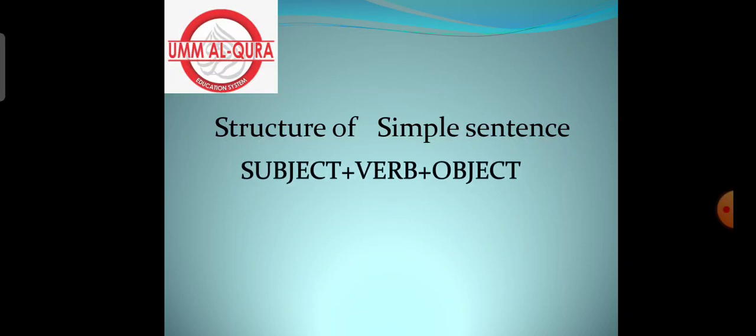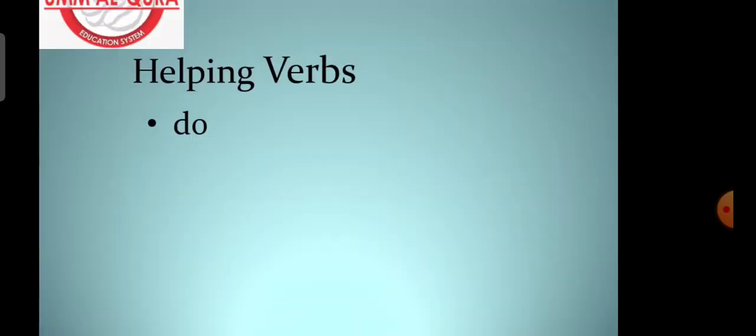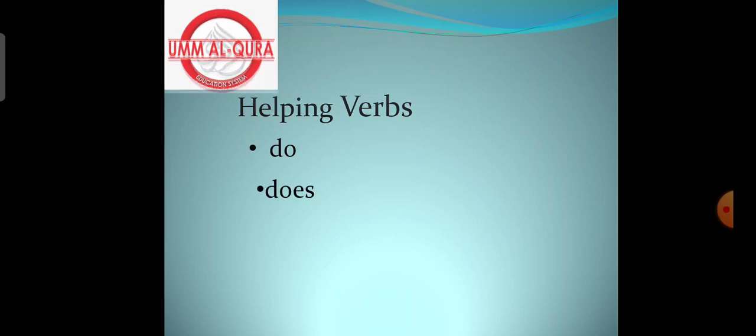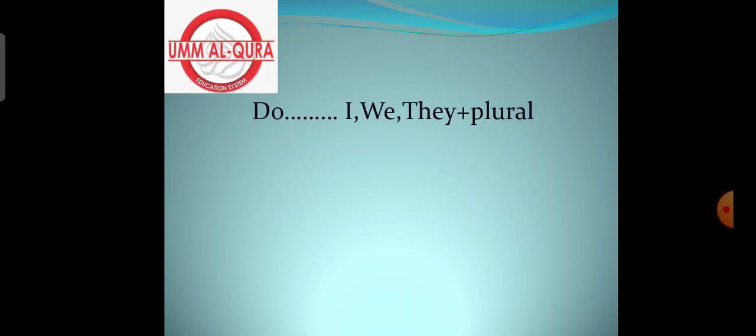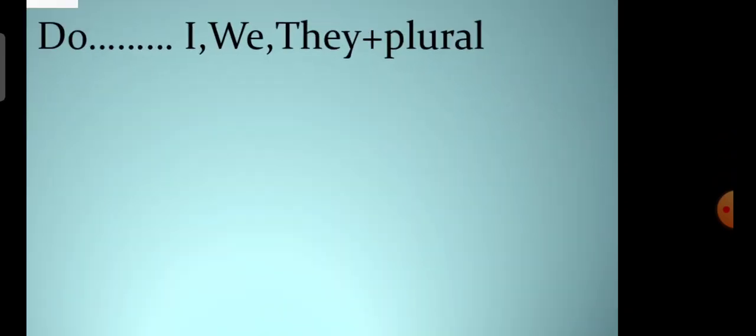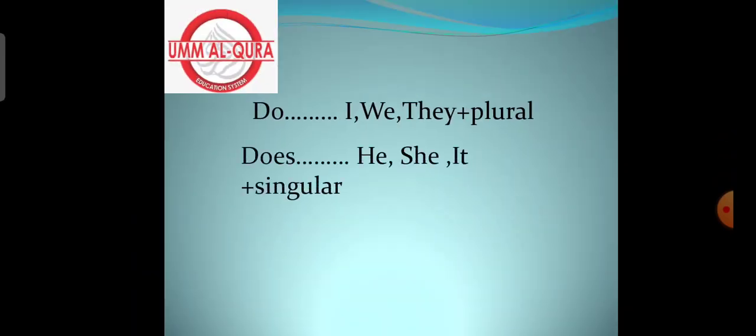Structure of simple sentence. When we build any sentence, there is subject plus verb plus object. Helping verbs. When we are forming a tense, first thing that comes to our mind is helping verb. So we use do and does with present indefinite tense. We use do with I, we, they and plural. We use does with he, she, it or singular.